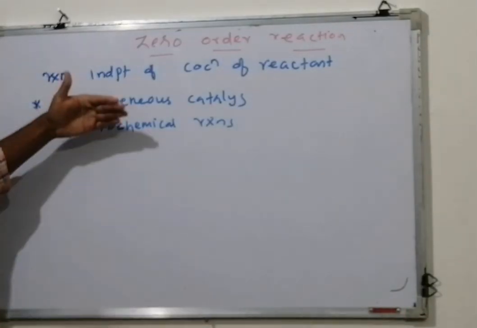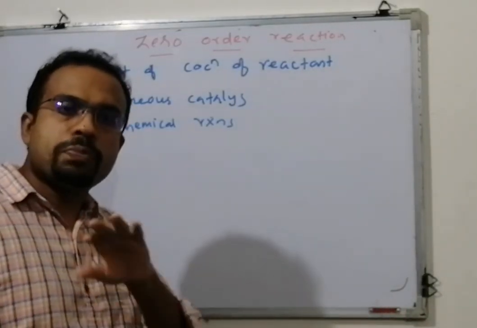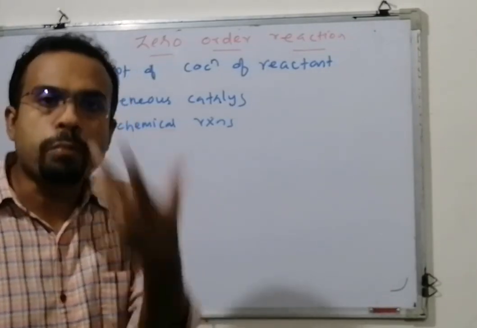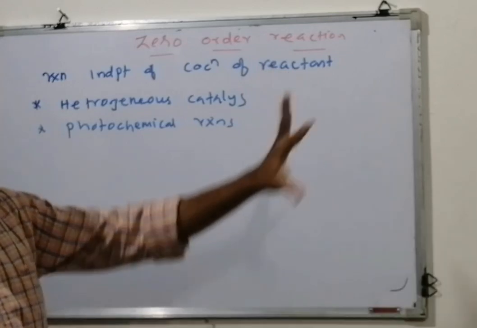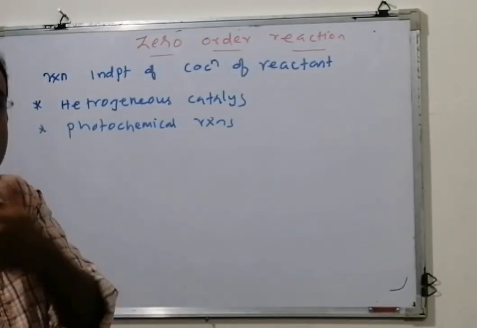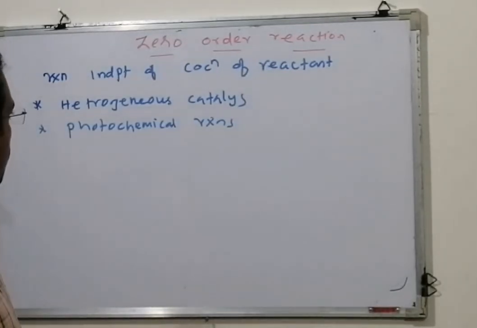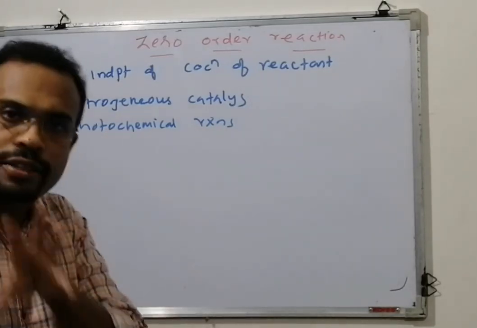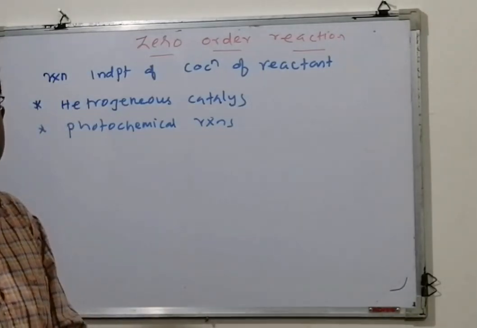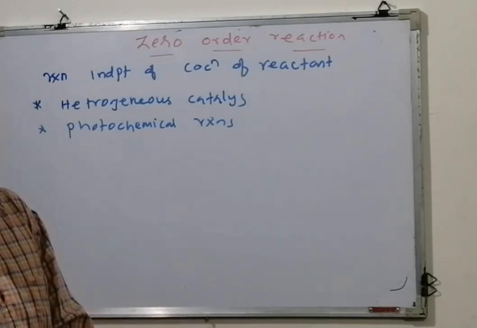Therefore, in case of zero order reaction, its speed can be improved by changing the catalyst. Maybe by increasing the surface area of the catalyst, or it may depend upon the intensity of light. Photochemical reaction, we will discuss in detail. Fine.